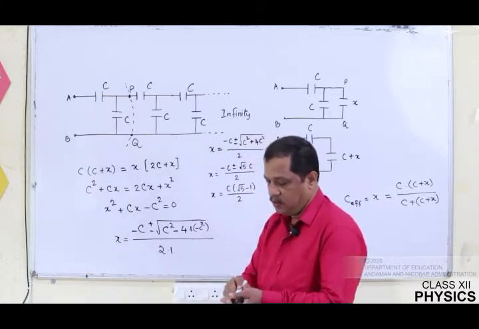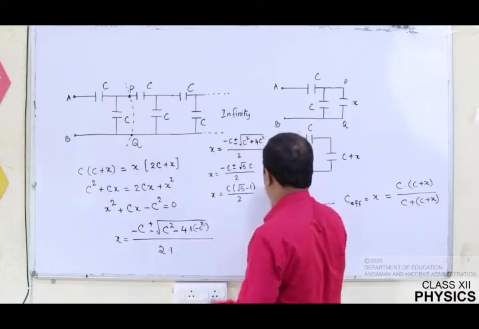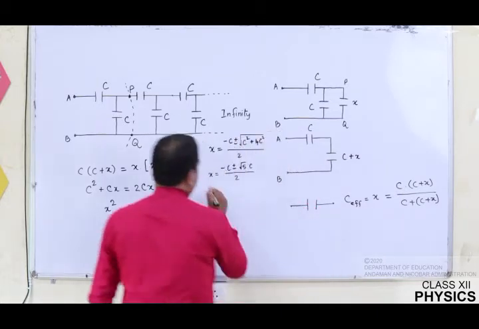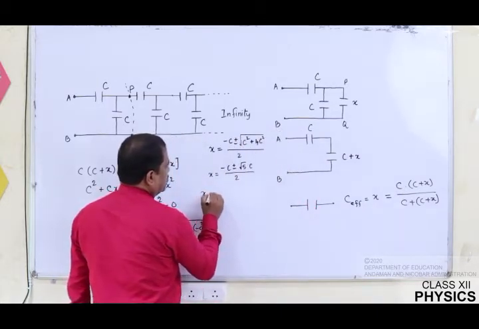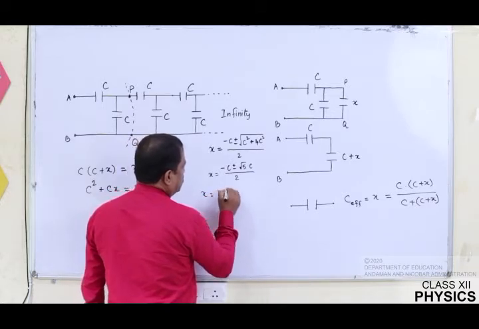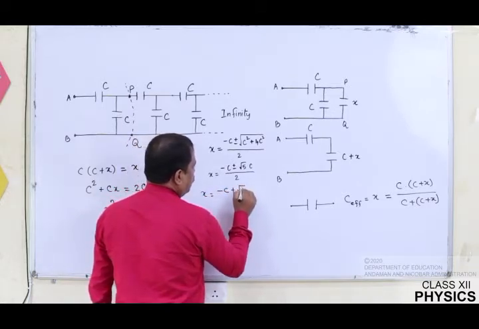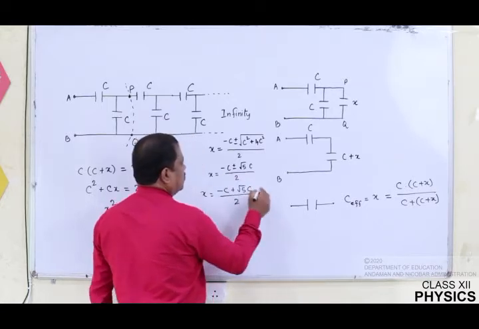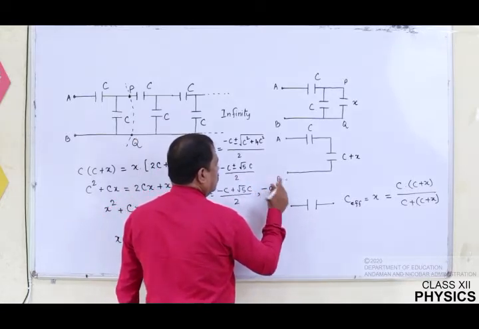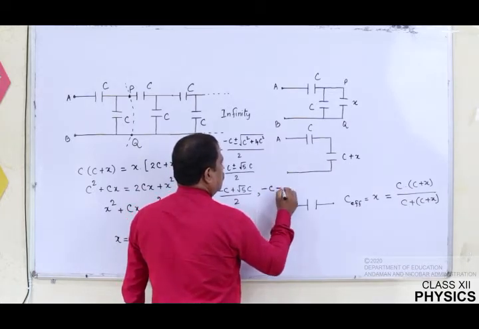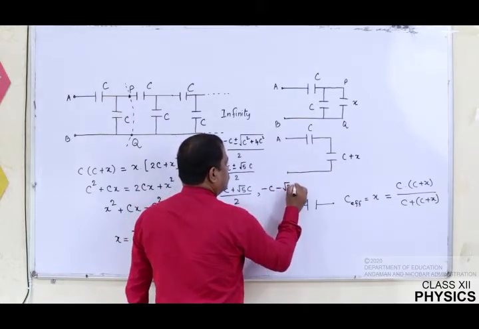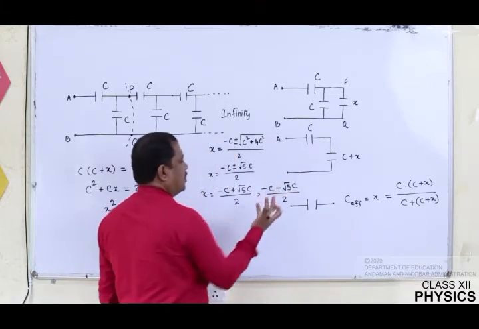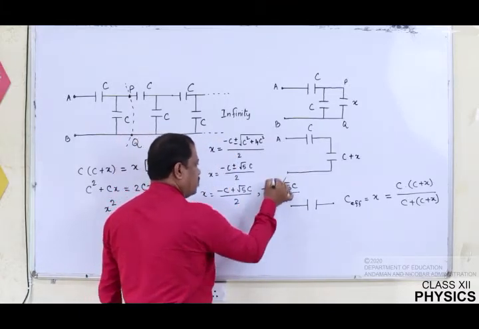or rather I would say like this. I can split this one into 2. X is equal to minus C plus root 5 C upon 2, comma, the second expression will be minus C minus root 5C upon 2. This is the negative value. So negative value capacitance we are not going to consider. So I am going to leave this one.